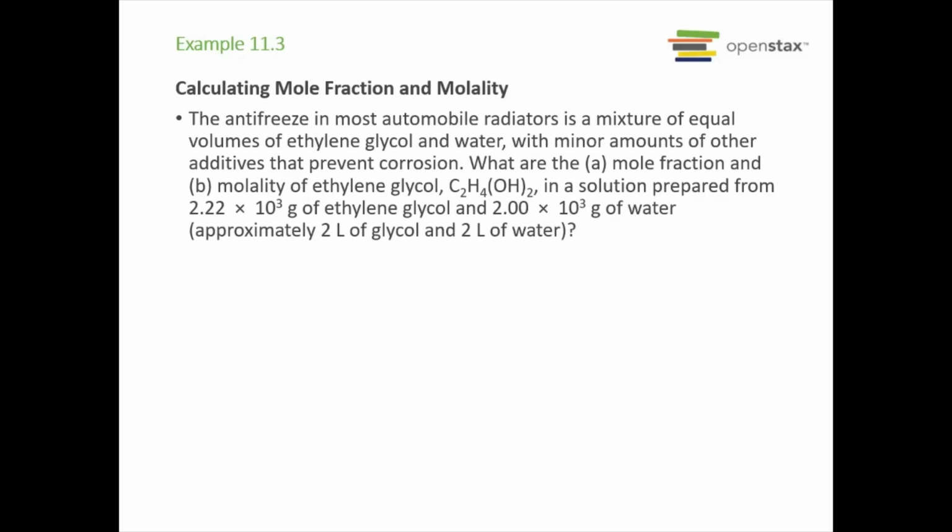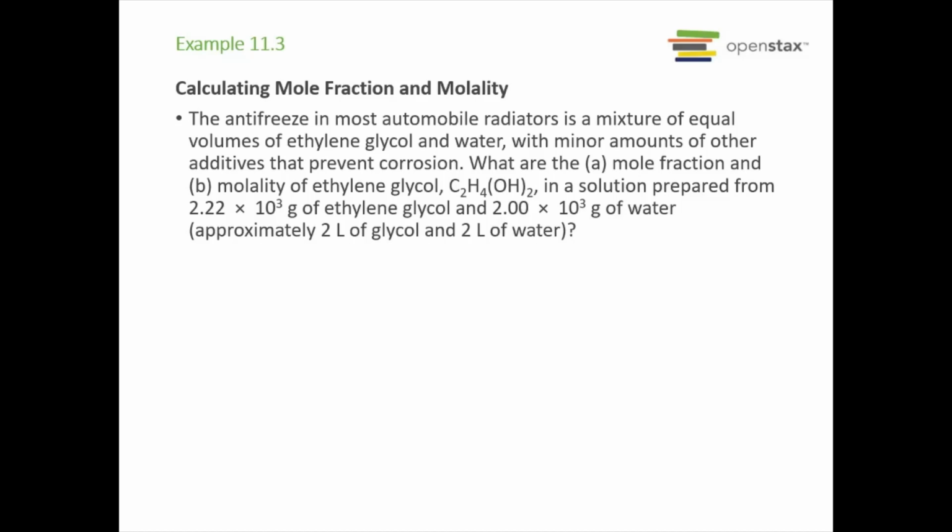So we're going to go ahead and look at an example for calculating mole fraction and molality. If we have antifreeze, it tends to be a mixture of equal parts ethylene glycol and water with some other things to prevent corrosion. And we want to start by finding the mole fraction and the molality of ethylene glycol in a solution prepared from 2.22 times 10 to the third grams of ethylene glycol and 2 times 10 to the third grams of water, so approximately 2 liters of each.